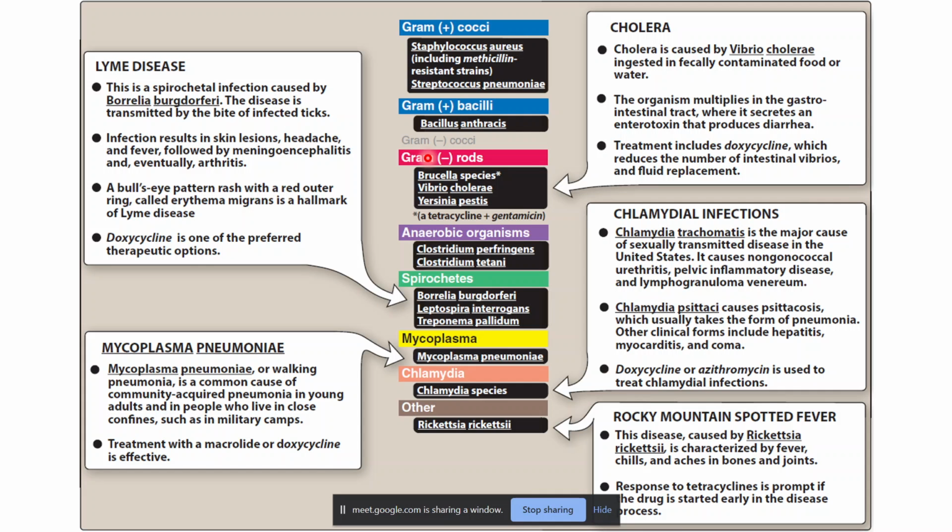The antibacterial spectrum of the tetracyclines includes gram-positive and gram-negative microorganisms, as well as some anaerobic spirochetes, Mycoplasma, Chlamydia, and also Rickettsia.